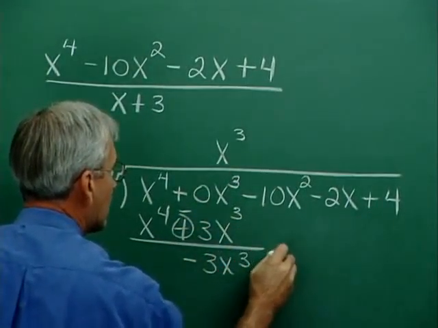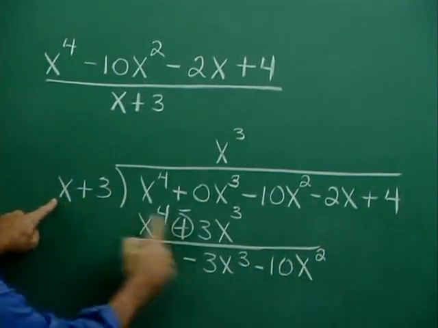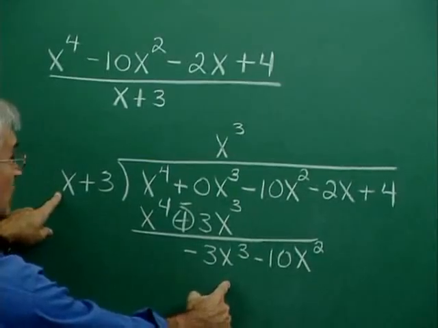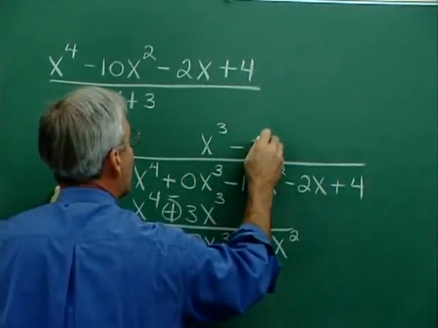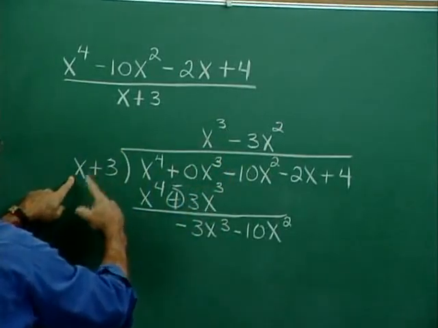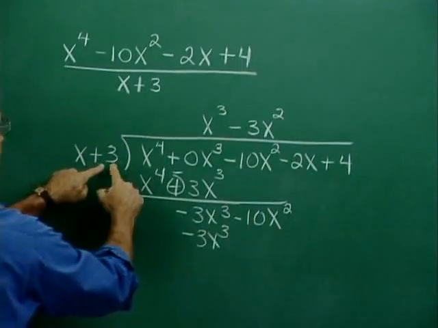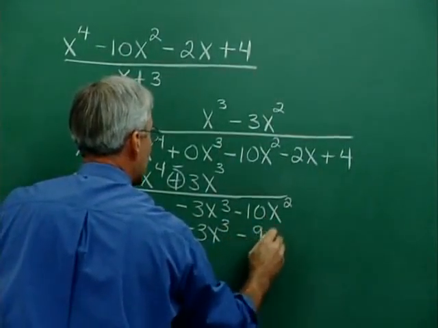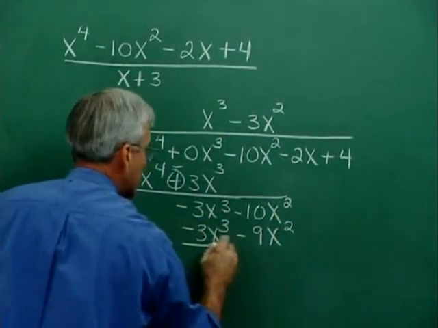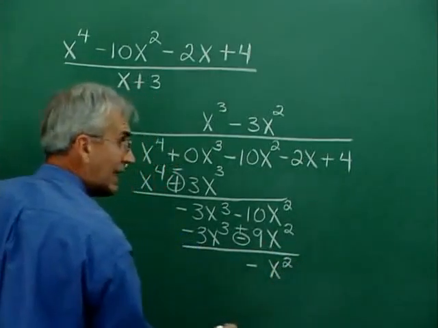Bring down the next term. And away we go with the division again. We have x into minus 3x cubed is minus 3x squared. And then multiplying back, minus 3x squared times x is minus 3x cubed. Then minus 3x squared times 3 is minus 9x squared. Draw the line and subtract, which means change the sign and collect. Minus 10x squared plus 9x squared is minus 1x squared, or simply minus x squared.